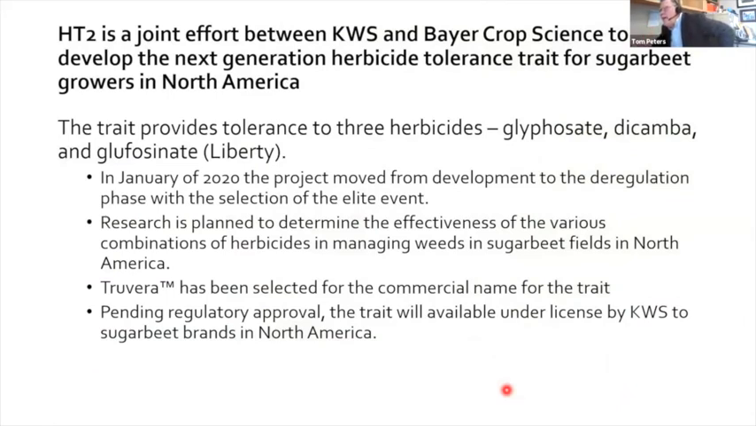A new biotech trait. The trait is called HT2 sugar beets, and it combines glyphosate, dicamba, and glufosinate. We're starting the field evaluation of various programs in 2021. This is a KWS project that KWS will call Truvera. That'll be the commercial name for the HT2 concept. Once regulatory approval occurs, and we're hoping that occurs sometime in 2025, then the other companies will be able to license the trait and sell it from KWS. So this trait is still a ways off. We have to be extremely vigilant so we can get to those years. But there is a biotech solution in the pipeline.